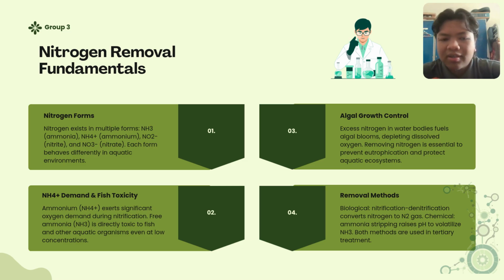To remove nitrogen, there are two main methods. The first is biological removal through nitrification and denitrification, where nitrogen compounds are eventually converted into nitrogen gas and released into the atmosphere. The second method is chemical removal, known as ammonia stripping, where the pH is increased to convert ammonium into ammonia gas so it can be removed.